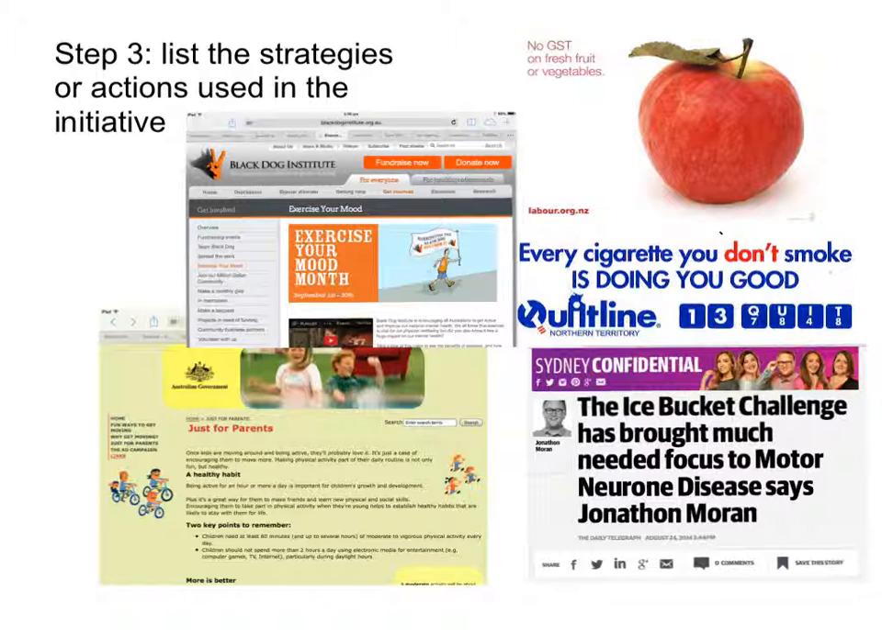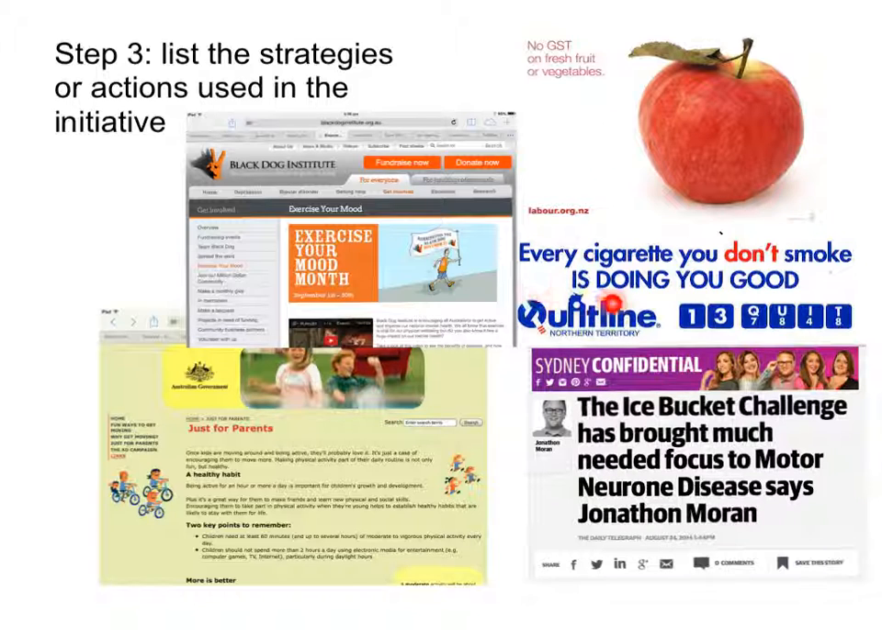So now we're up to step 3. List all the strategies and actions that are used in your initiative. Maybe your initiative uses tax incentives or disincentives like no GST on fresh fruit and vegetables. Maybe there is a tax, as there is on full-strength alcoholic beer or on cigarette smoking, to try and persuade people not to engage in unhealthy behaviours.